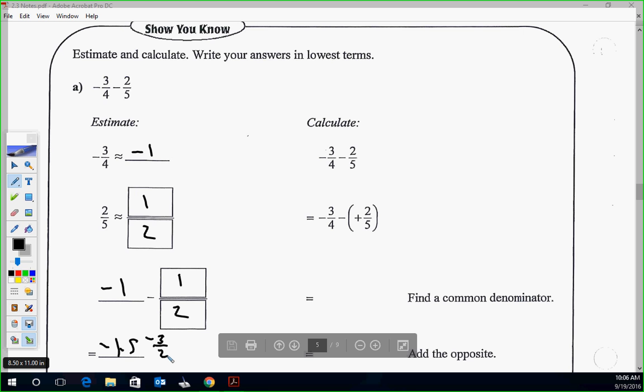Okay, now if we actually calculate it, we just got to get a common denominator, so I'm going to go 4, 5. So we're going to get negative 15 over 20 minus 8 over 20, negative 23 over 20. So negative 23 over 20 is negative 1.15. We estimated negative 1.5, so pretty close. If you want to change this to mixed, it'd be negative 1 and 3 over 20, right? Okay.